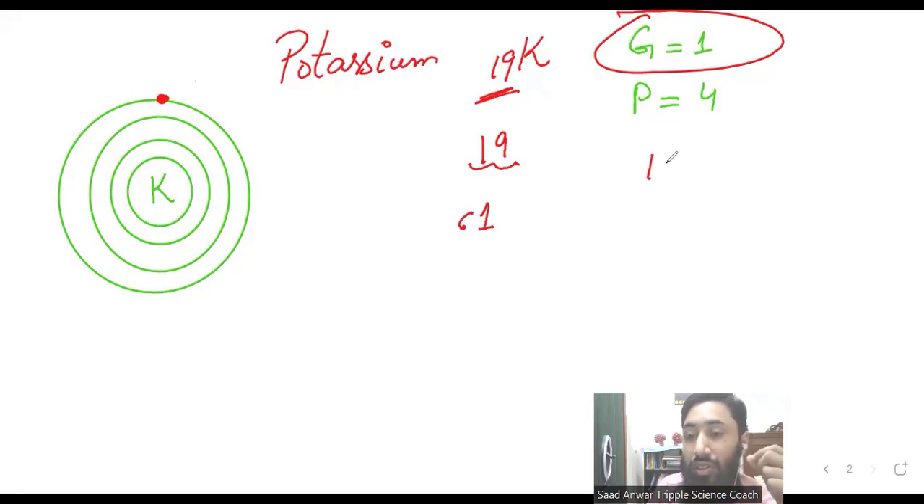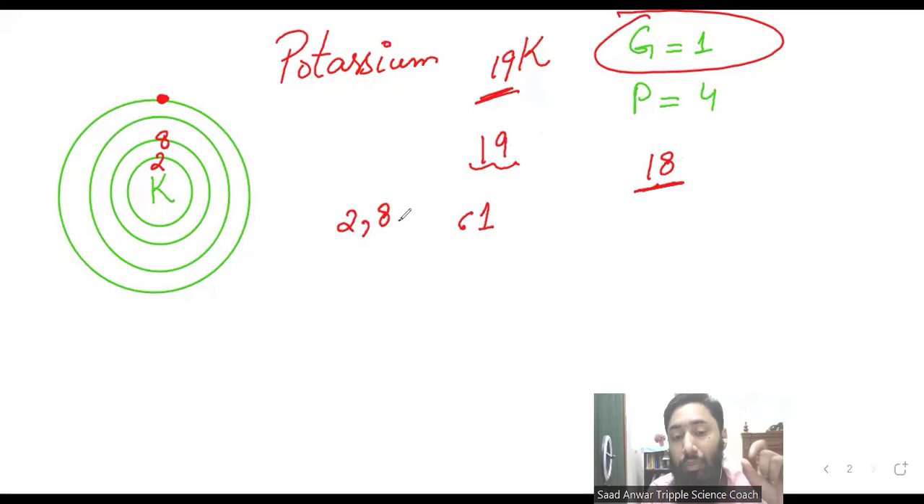It means remaining electrons are 18. Now I can put 2 electrons in the first shell, and the second shell accommodates 8 electrons. It means in the first shell of potassium, I have kept 2 electrons. In the second shell, I have kept 8 electrons. And in the outermost shell, which is the fourth shell, I have kept 1 electron.